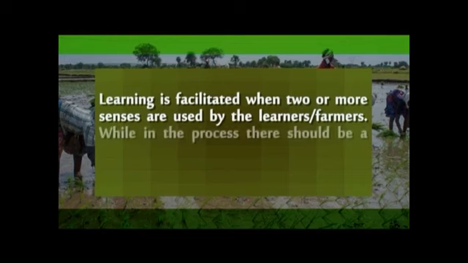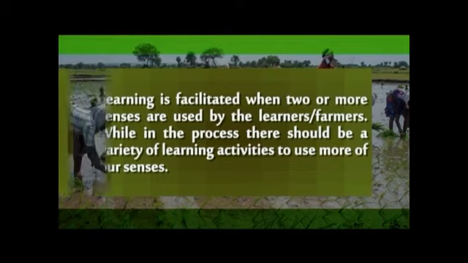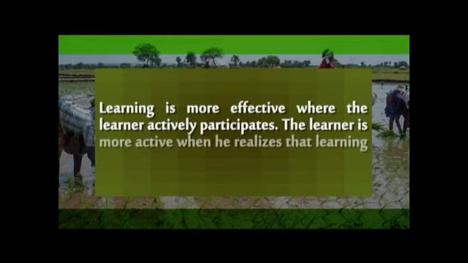Number 2, learning is facilitated when 2 or more senses are used by the learners, farmers. While in the process, there should be a variety of learning activities to use more of our senses. Number 3, learning is more effective where the learner actively participates. The learner is more active when he realizes that learning goals are not forced on him.